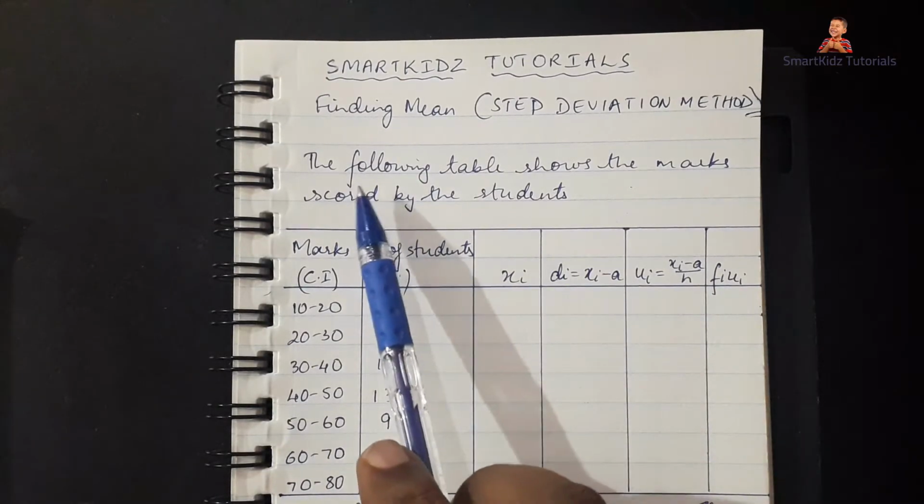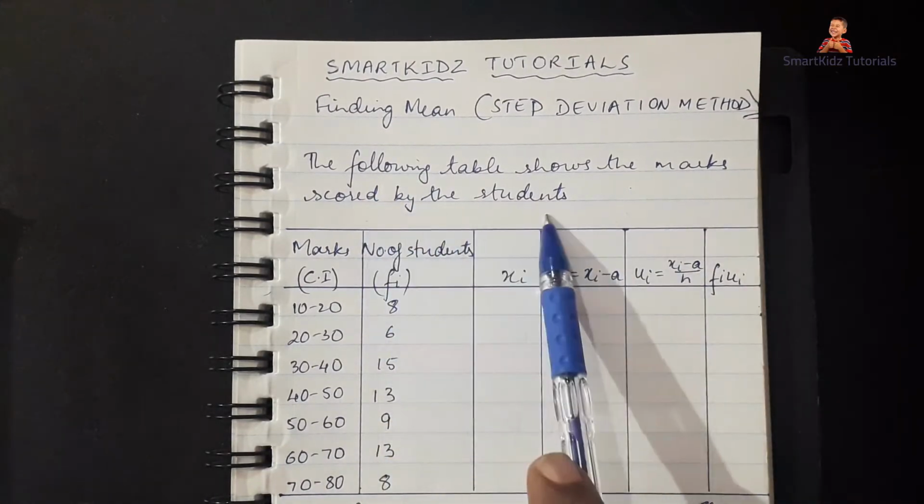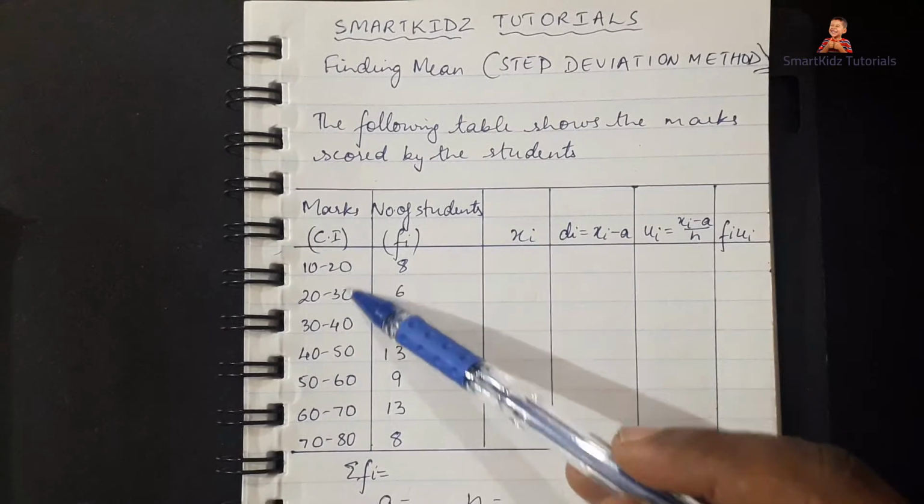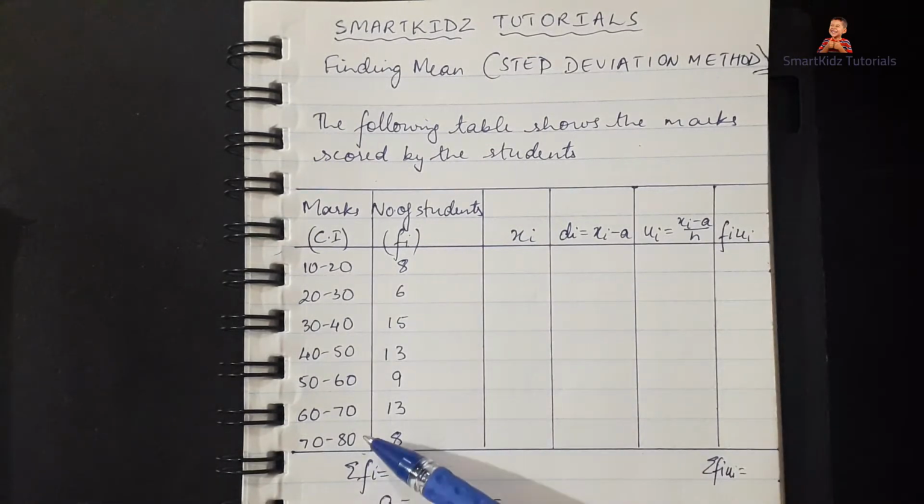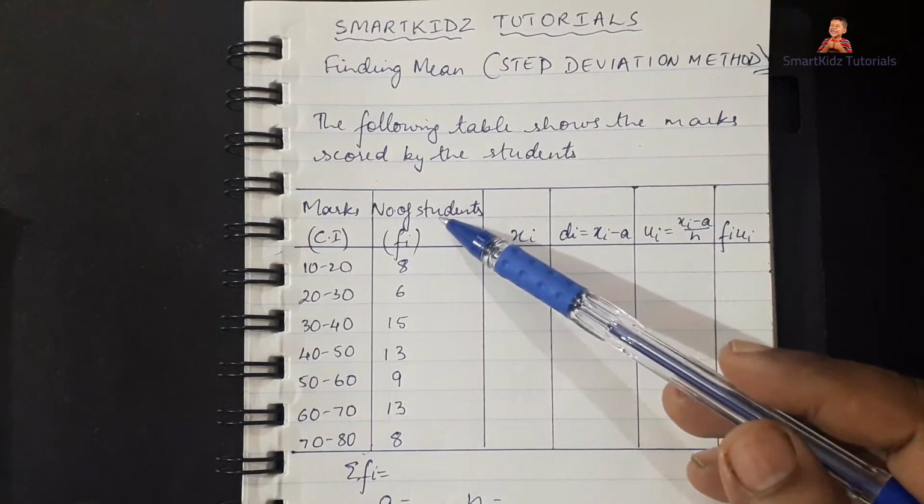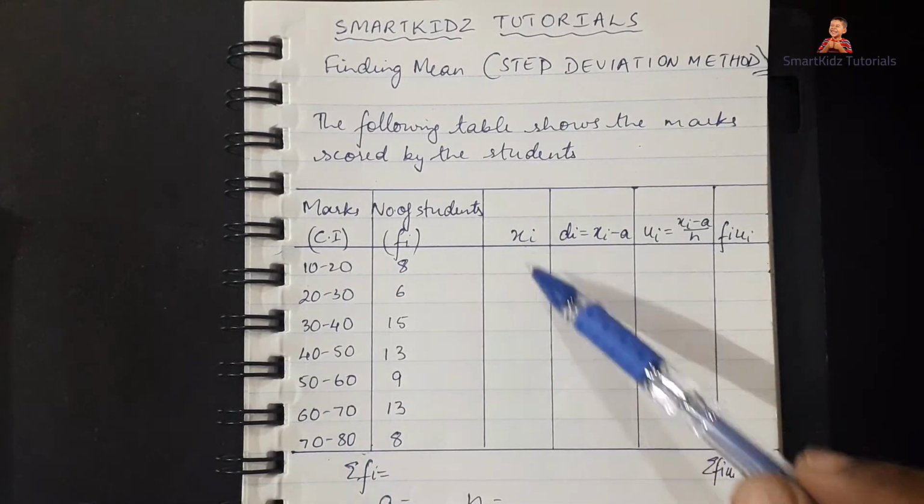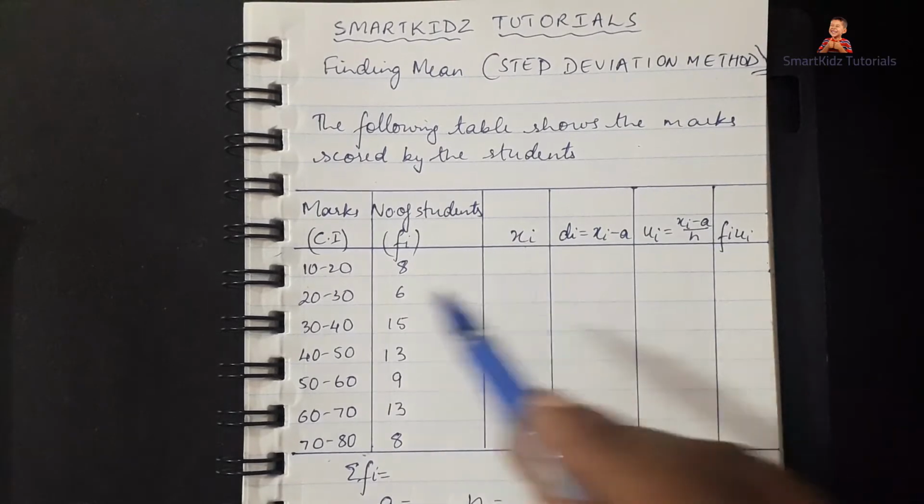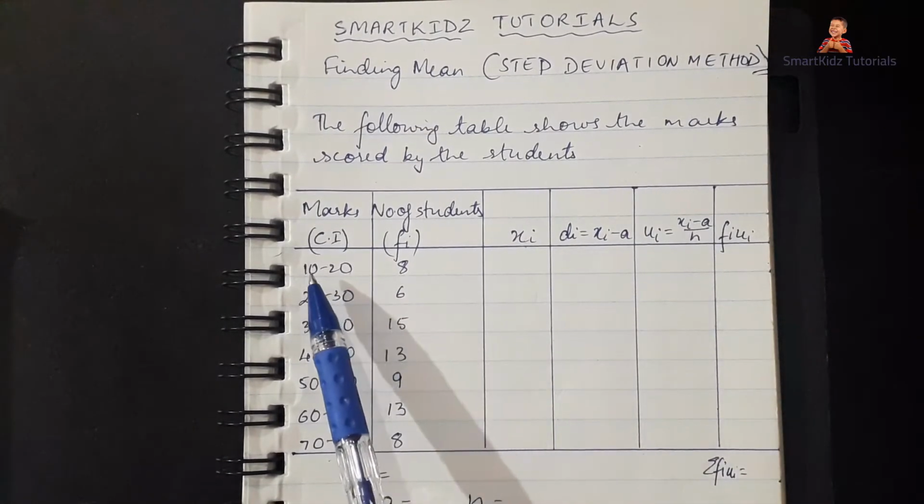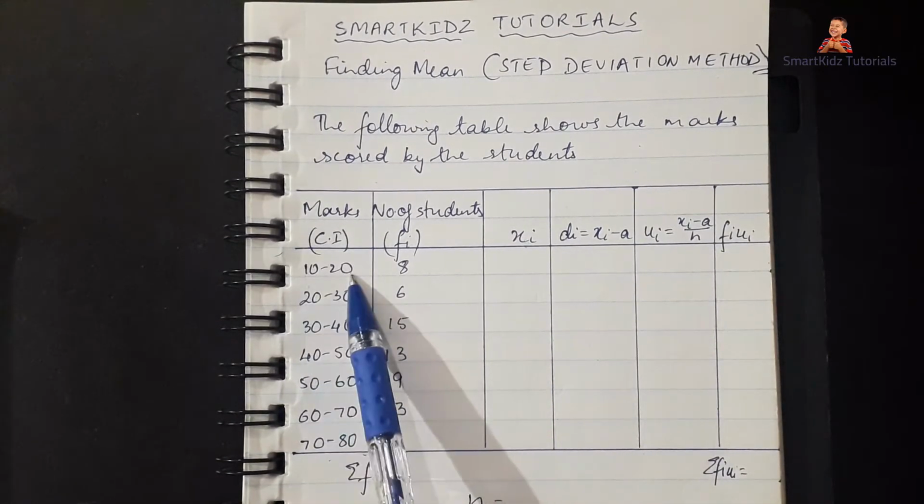So the problem is: the following table shows the marks scored by the students. Class interval is shown over here on the left hand side, followed by the frequency, which is the number of students scoring marks within those ranges. We have to find the class mark, and as usual the class mark will be the sum of the lower limit and upper limit divided by 2.